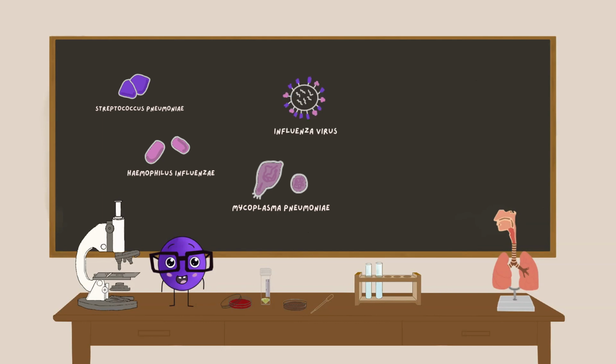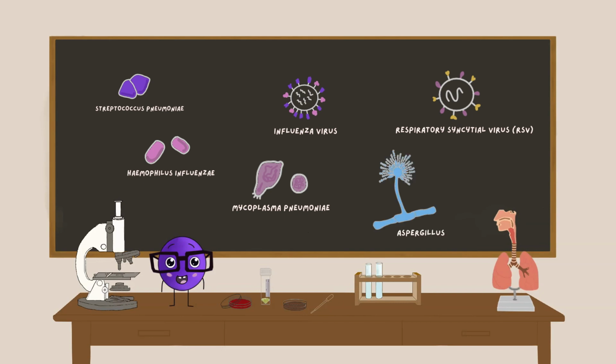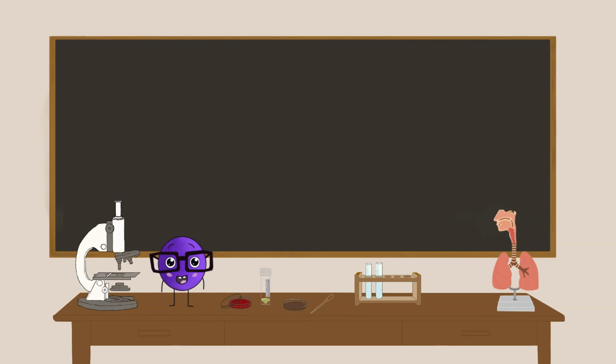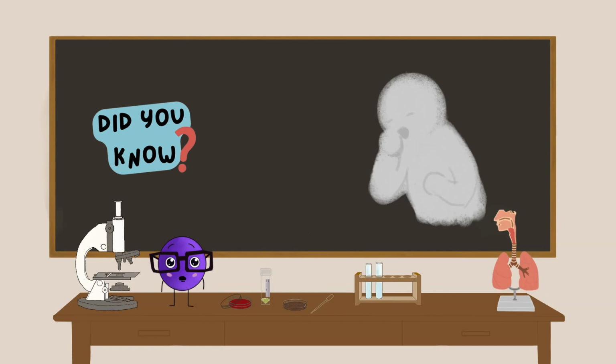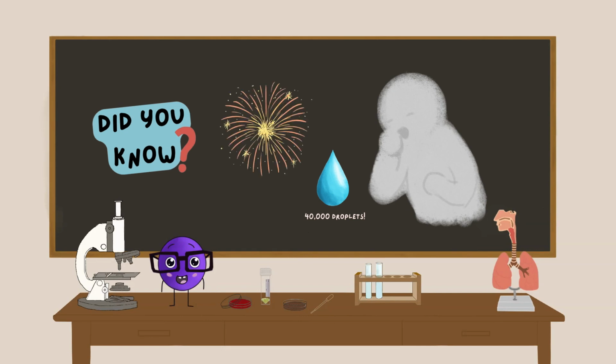Influenza virus leads to viral pneumonia, particularly severe in elderly and immunocompromised. Respiratory syncytial virus, RSV, a major cause of bronchiolitis and pneumonia in infants and the elderly. Aspergillus, a fungus that can cause severe infections in immunocompromised patients. These pathogens enter the lungs often following a weakened immune system or, in some cases, an upper respiratory tract infection. Did you know a single sneeze can release up to 40,000 droplets into the air, each potentially carrying germs? It's like a mini fireworks display of microbes.